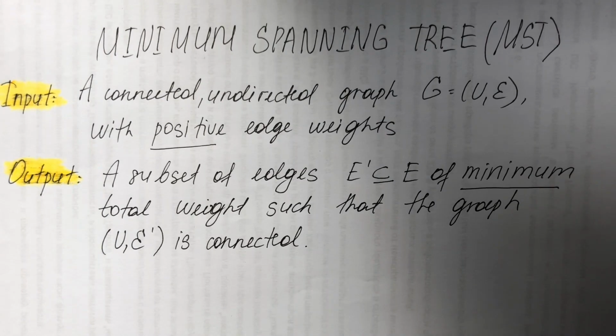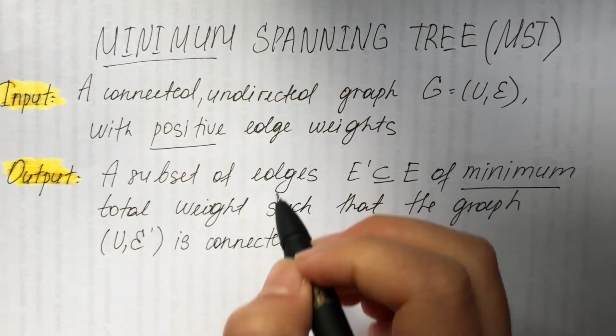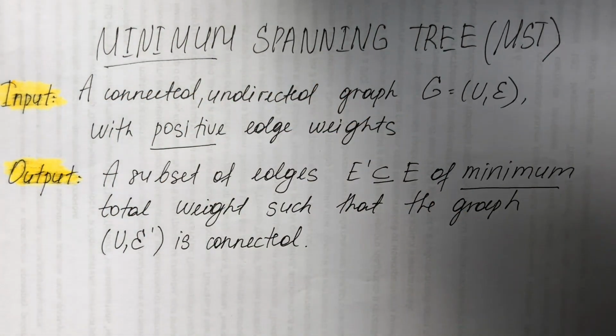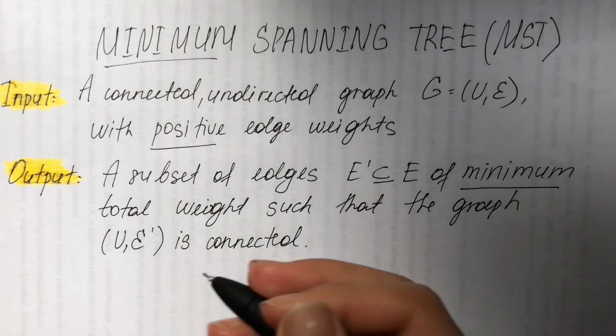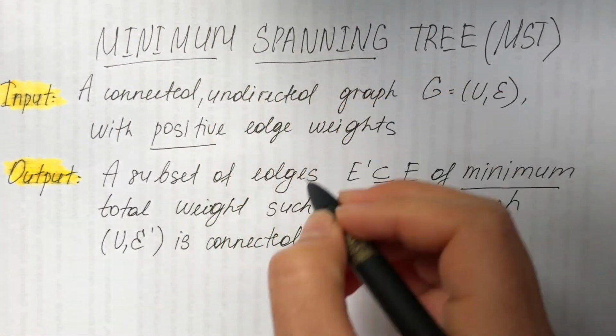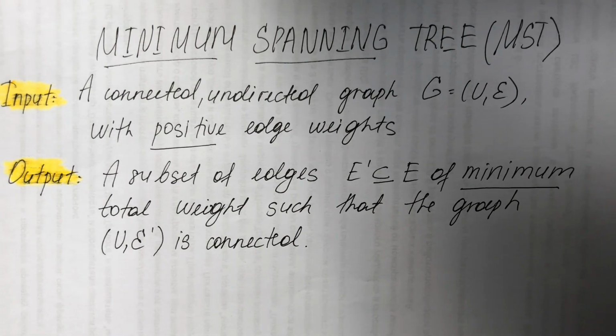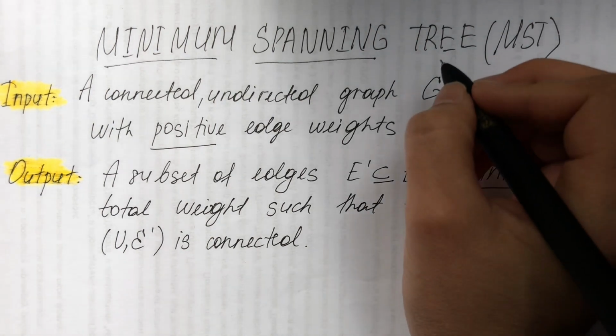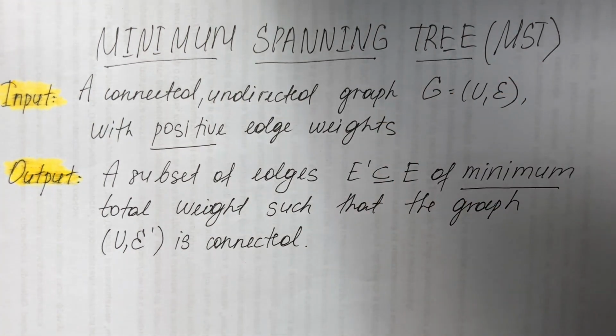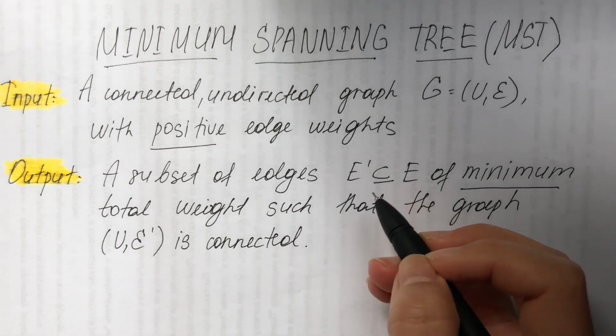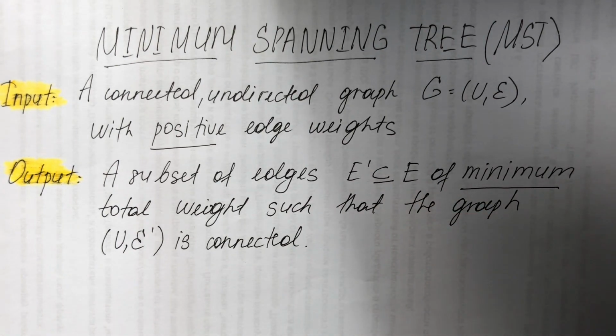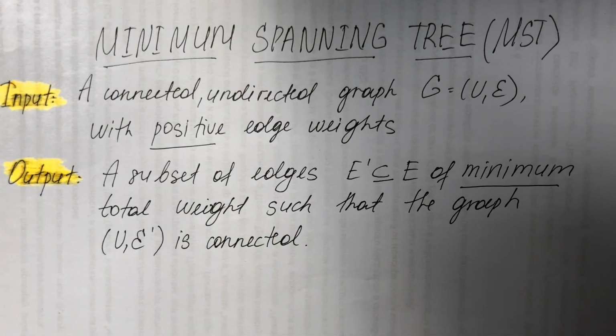So why is this problem called minimum spanning tree? The minimum means that we want to find a tree that has the minimum total weight of edges. Spanning means that because the graph is still connected, it spans all the vertices in our graph. And the tree, because the output set E prime is going to form a tree. And we will now prove it in the next slide.